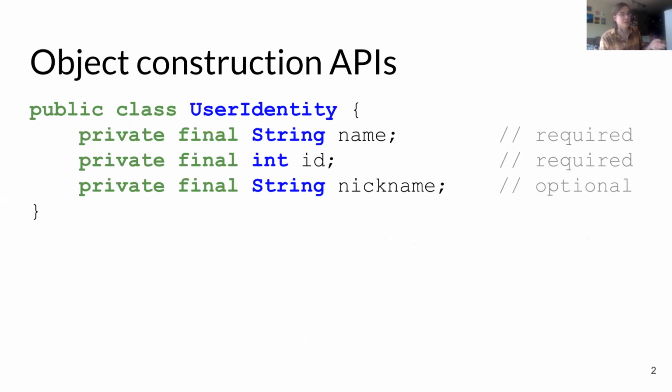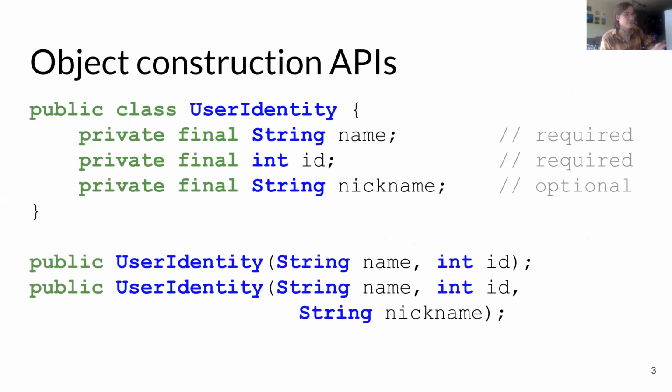So suppose we have a class like UserIdentity, as shown on the screen, with a name and an ID and a nickname. And the name and ID are required, nickname is optional. Typically, we would write constructors like these: a UserIdentity constructor that takes the two required parameters, and then one that takes the required parameters and the optional parameter.